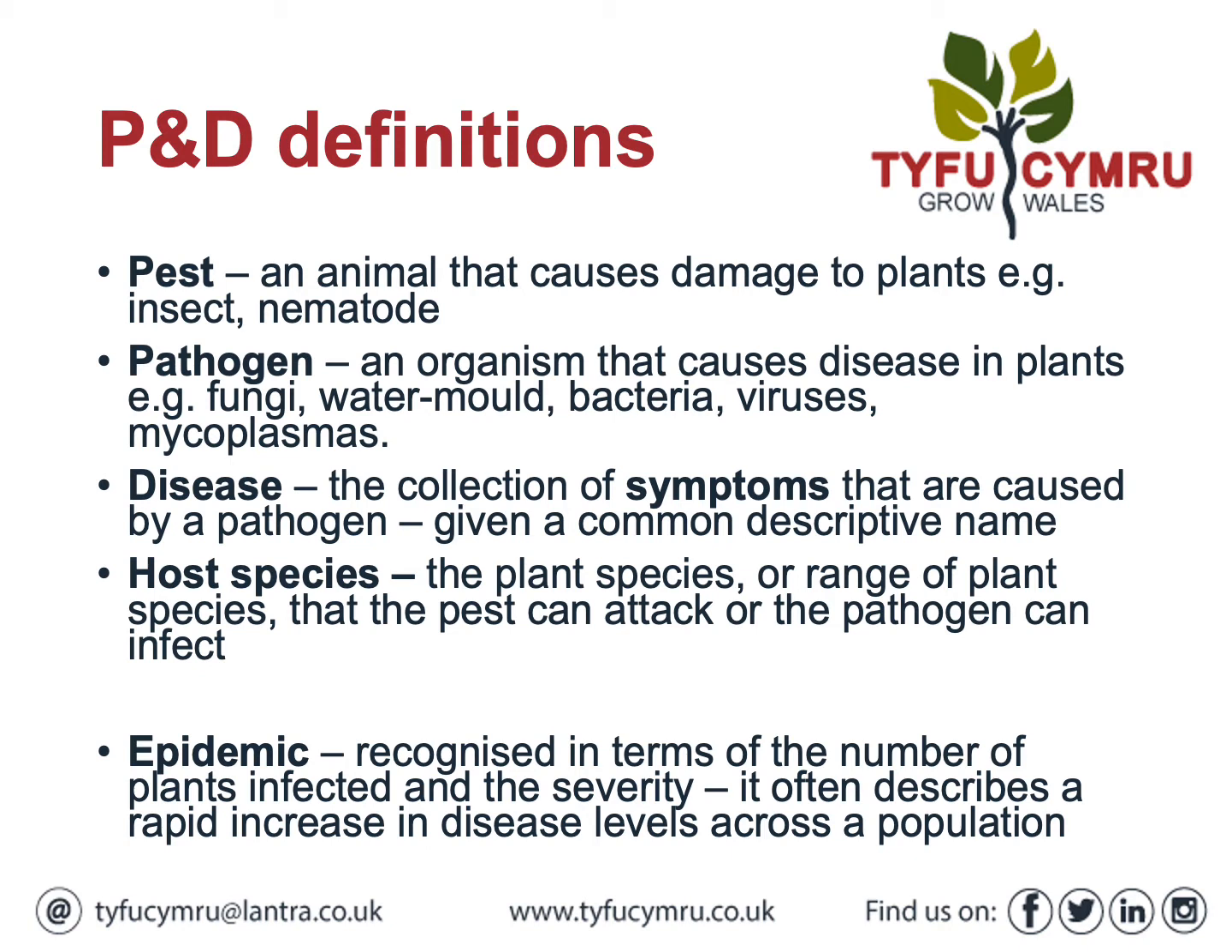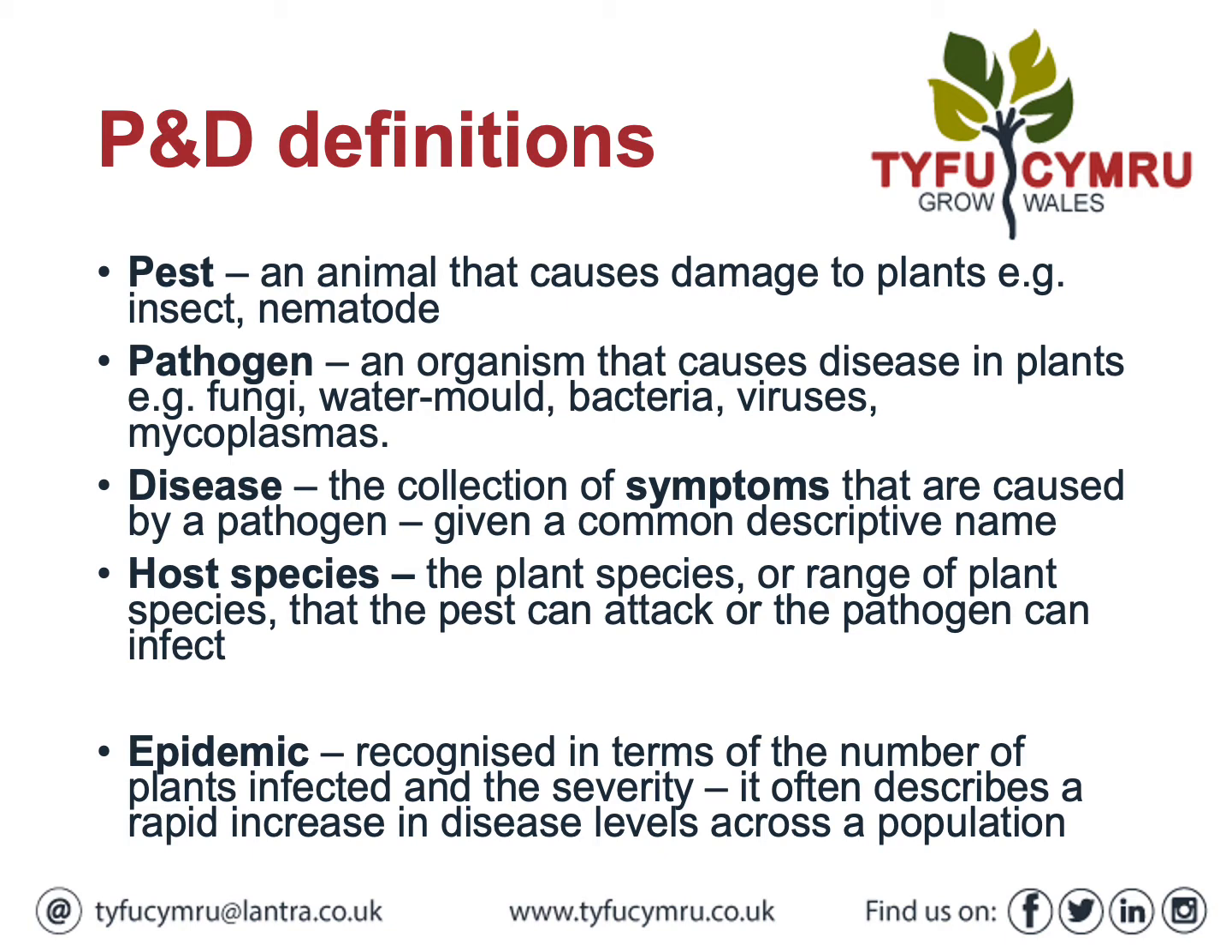A pathogen, now that's an organism that causes disease in plants. So that could be, for example, fungi or water moulds, bacteria, viruses, or mycoplasmas. A disease is the collection of symptoms that are caused by the pathogen. So the disease are the symptoms caused by the pathogen, and the disease is often given a common descriptive name.